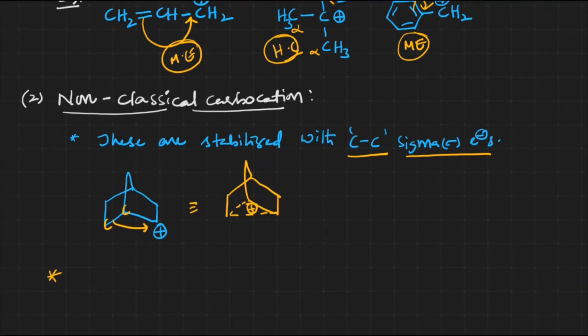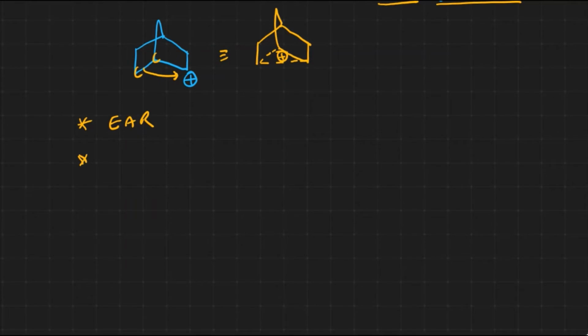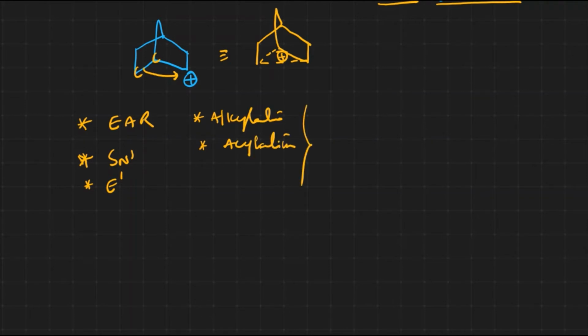Generally, carbocations are intermediates in, as we have already discussed, electrophilic addition reactions, and secondly SN1 reactions, E1 elimination, alkylation and acylation. Carbocations are intermediates in all these reactions.